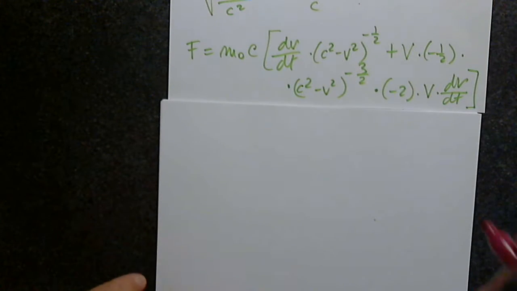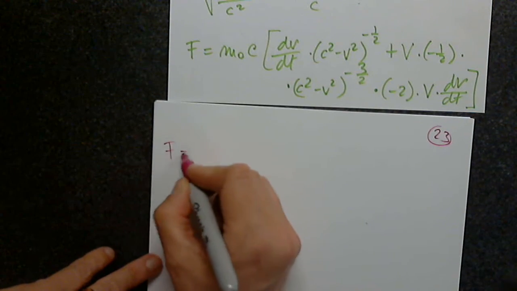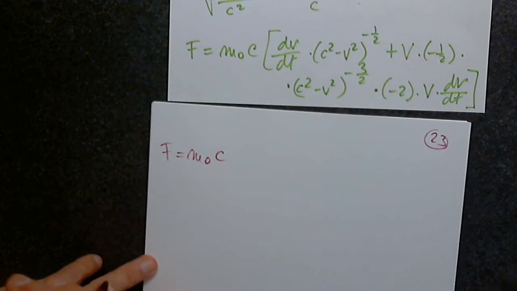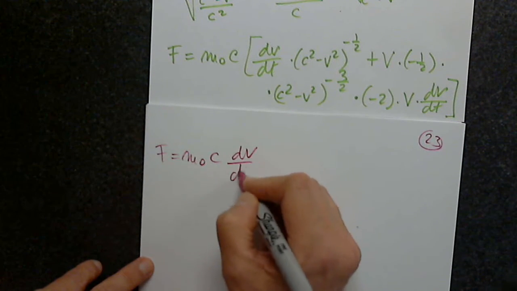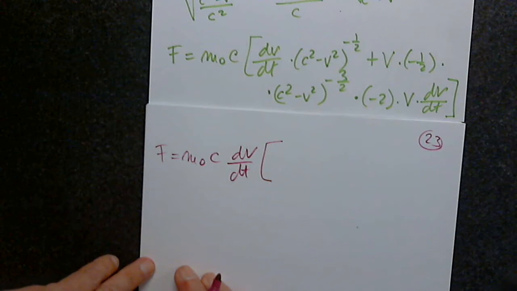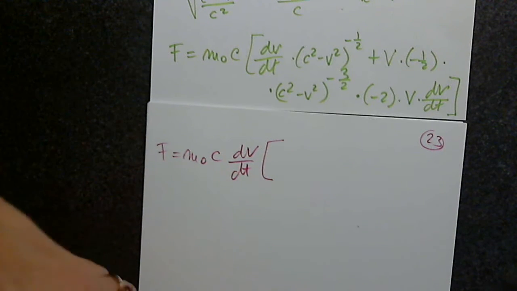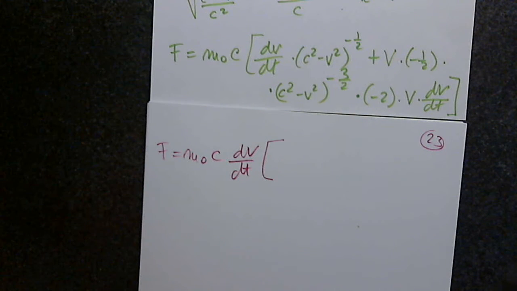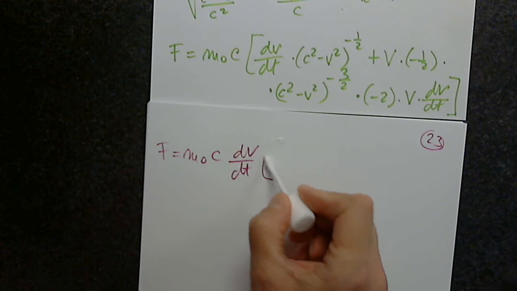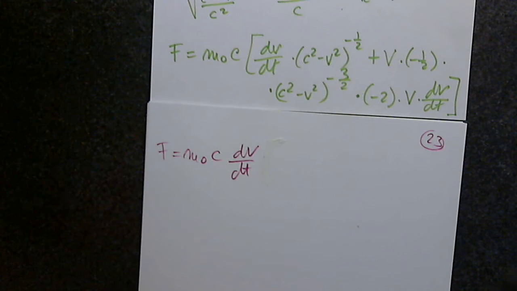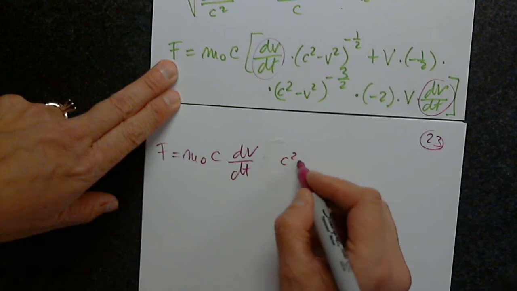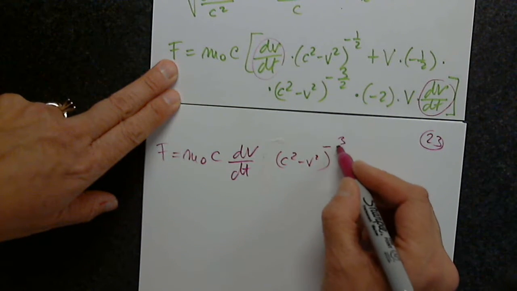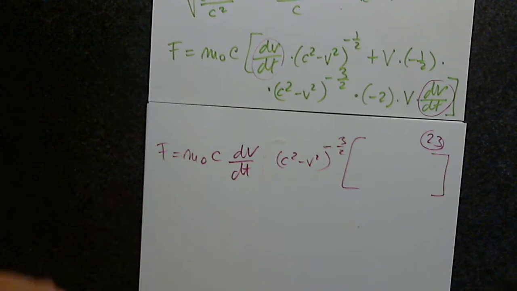Now let's try and simplify this. I will factor out dv over dt because it's present in both. I will also factor out, I don't want to rush, I will also factor out c squared minus v squared at the lowest of the two powers. So this is out, and then (c squared minus v squared) to the -3/2 is the lowest power of the two.